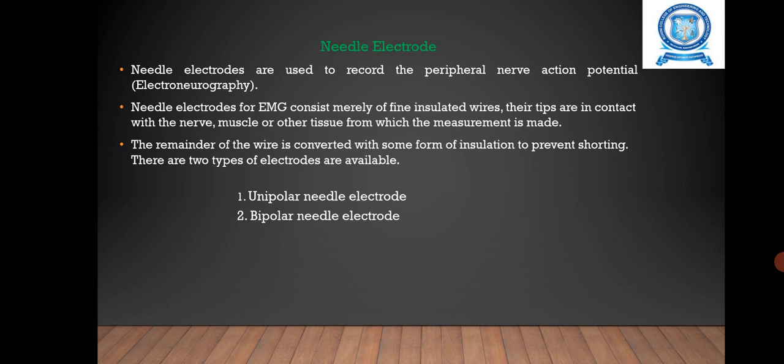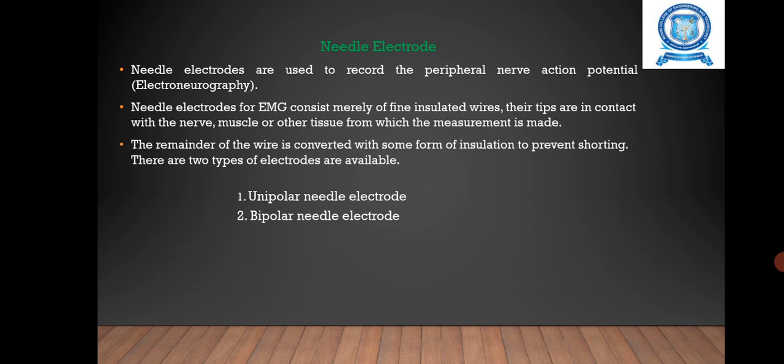Next one is needle electrode. Needle electrodes are used to record the peripheral nerve action potential. It is also used for EMG, and consists merely of fine insulated wire. Their tips are in contact with the nerve, muscle or other tissue from which the measurement is made. Here also you have 2 types of electrodes, the unipolar needle electrode. Here the unipolar needle electrode consists of a single wire inside the needle and serves as a unipolar electrode.